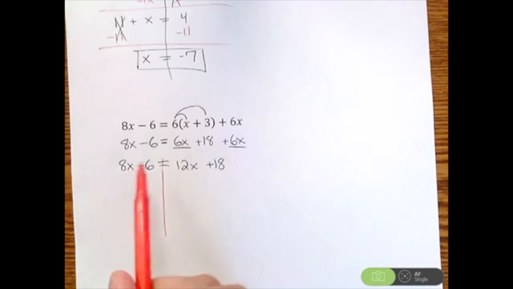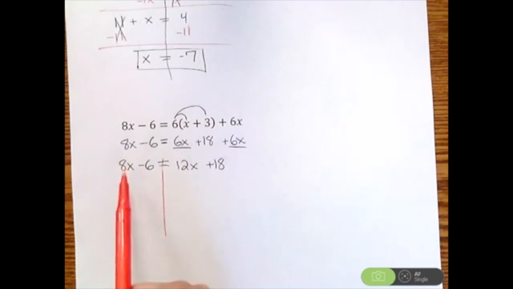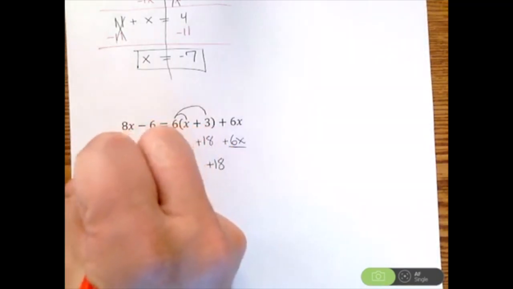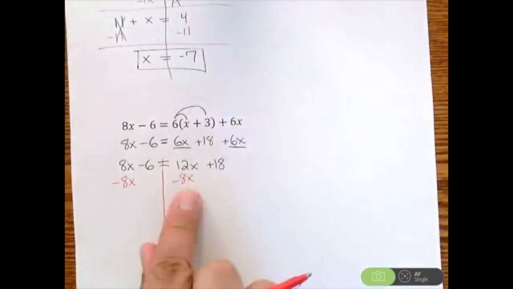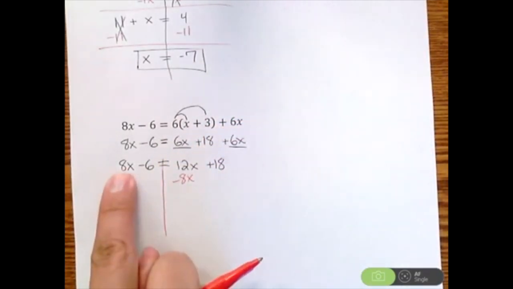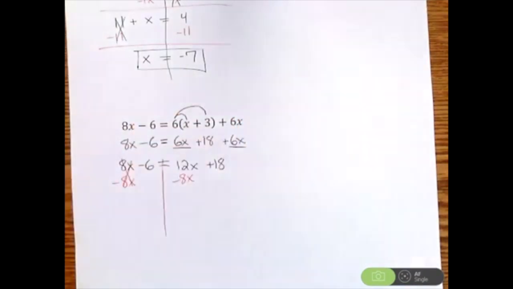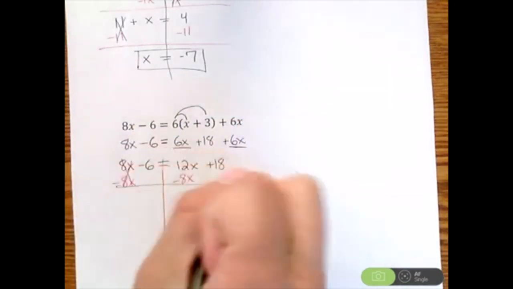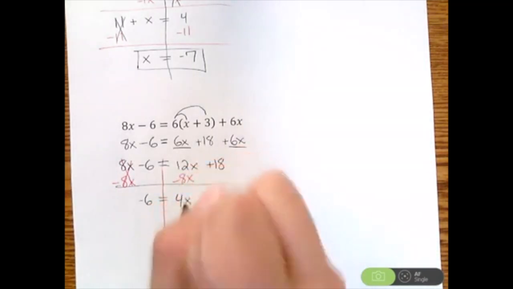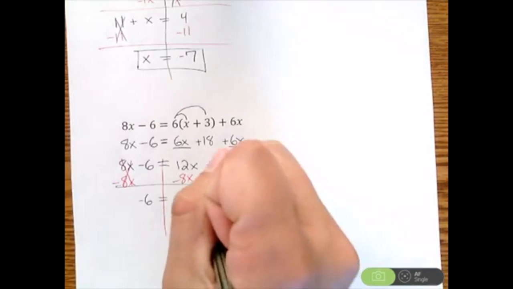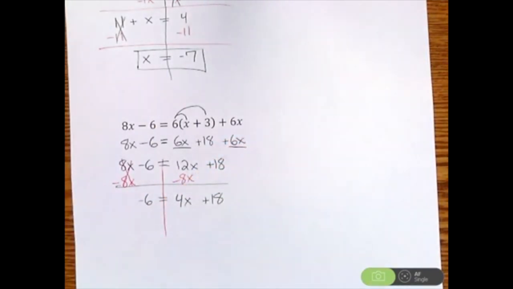So what I'm going to do is I want to move the smaller of these two. I have a 12x on the right, 8x on the left. I want to move the 8x first. So the opposite of an 8x is minus 8x. Since I'm crossing the equal sign, this is why I'm doing this to both sides and doing the opposite. 8x minus 8x, that is 0. So I just have a negative 6 on the left side. On the right side, I have 12x minus 8x, 12 minus 8 being 4. Don't forget the x. And that plus 18 is still there.